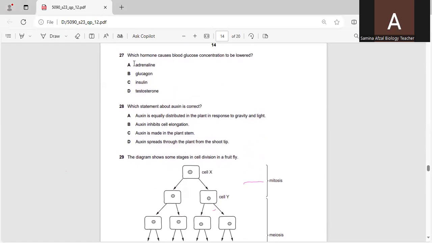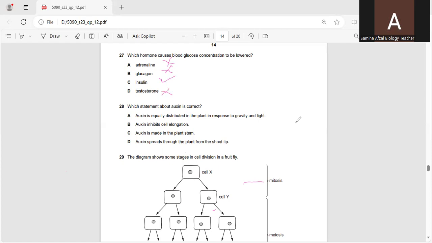Which hormone causes blood glucose concentration to be lowered? Adrenaline? No. Glucagon increases the glucose concentration in the blood, because glucagon will break down glycogen into sugar. So insulin will be used to reduce the concentration of glucose in the blood.